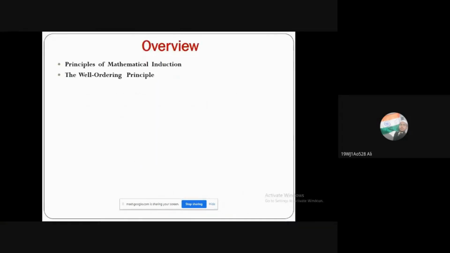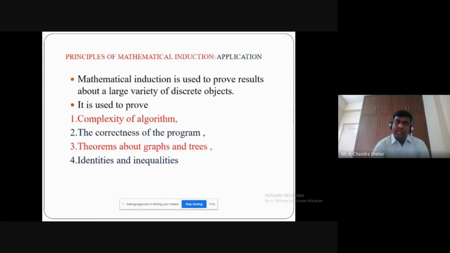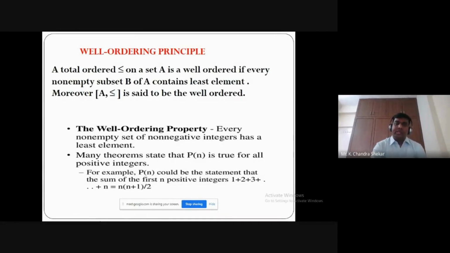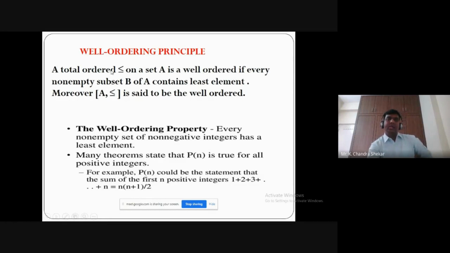Yes, sir. Okay. So after mathematical induction, now let me move on to the next one, which is the well ordering principle. Now, what is this well ordering principle? Whenever you are having a least element belonging to a particular set, then you call it a well ordered or a totally ordered set. I'll just read the definition first. A total order on a set A is a well order if every non-empty subset B of A contains a least element. Now say for example, he has taken less than or equal to.